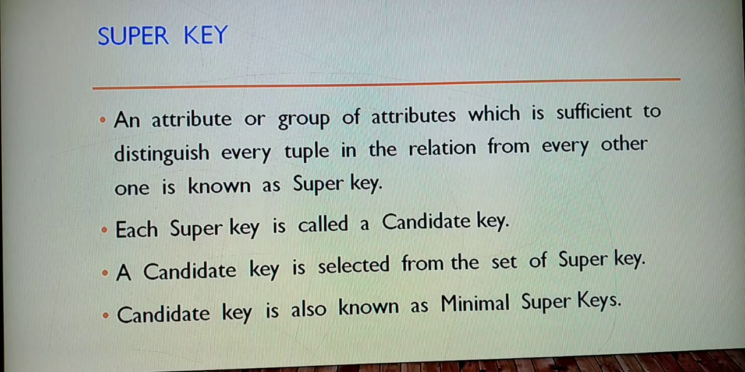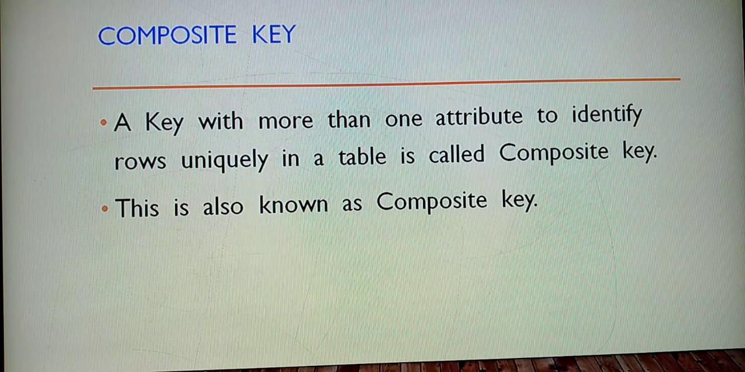So clear with this super key? It is your 3-mark question. Yes, next we can have the next one. It is your composite key. By the name itself you can tell many keys are combining together. Instead of saying many keys, many attributes are combined together.